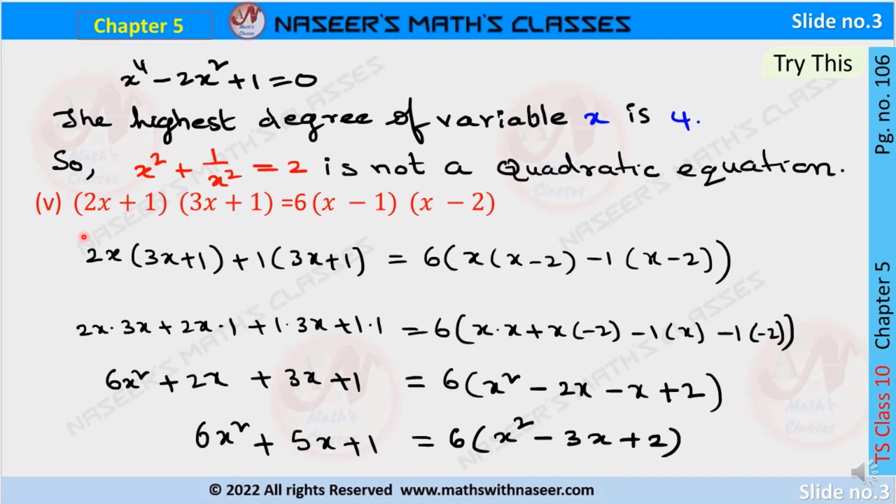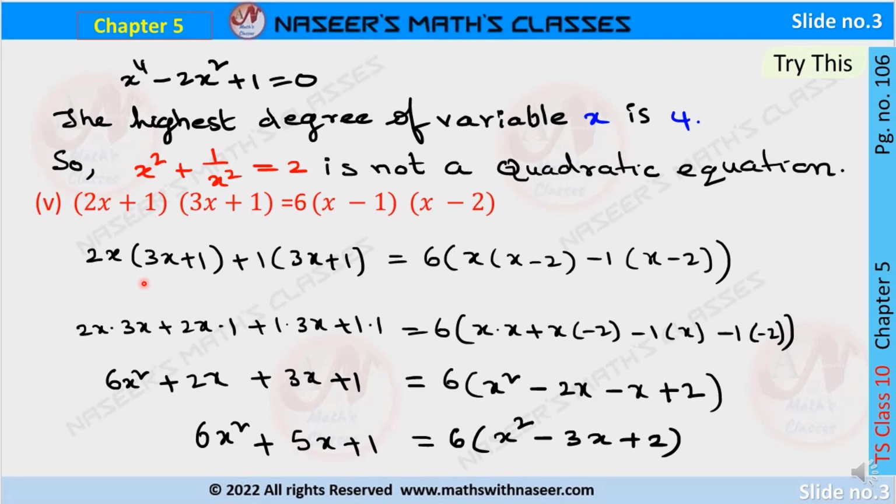Next, fifth one is 2x plus 1 times 3x plus 1 is equal to 6 times of x minus 1 times x minus 2. It is not in its standard form, so we have to simplify this equation. So by distributing property, we write the next step as 2x times of 3x plus 1 plus 1 into 3x plus 1 is equal to 6 into x minus 2 minus 1 into x minus 2.